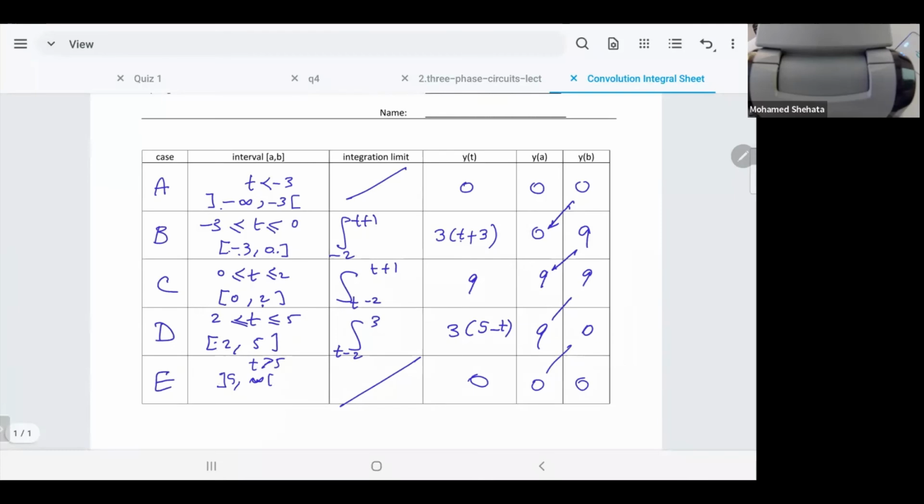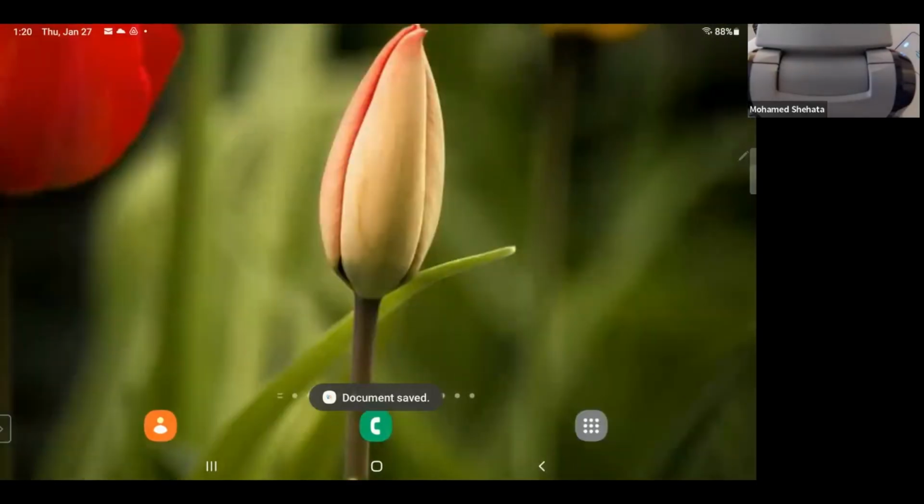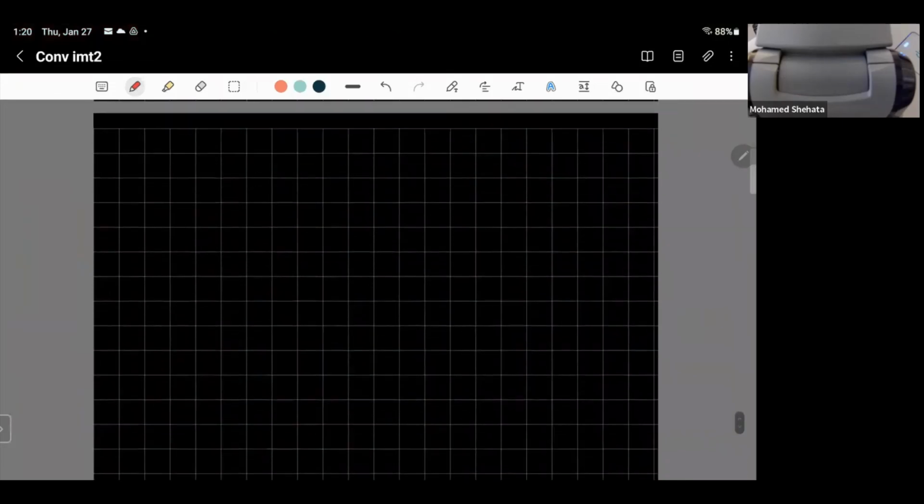And of course, we can now sketch this function, the whole y of t, and see how it looks, and how you divide it according to the intervals. So you remember these points. You got -3, that's 1 point. You got 0, you got 2, you got 5. So these points, keep in mind, the bounds are -3, 0, 2, 5. So I will go and sketch the result.